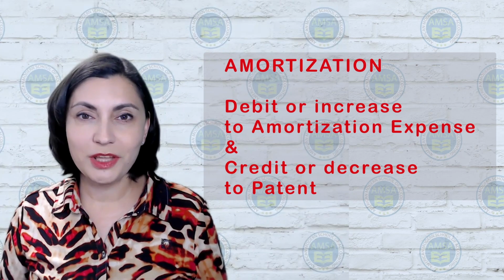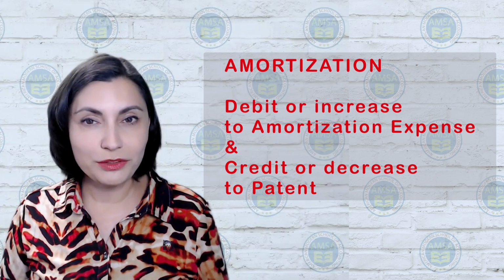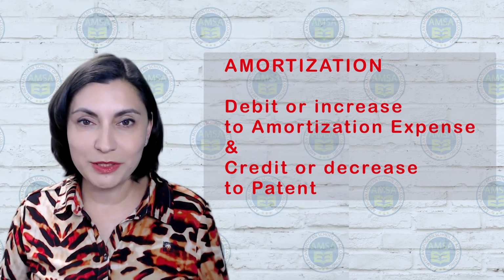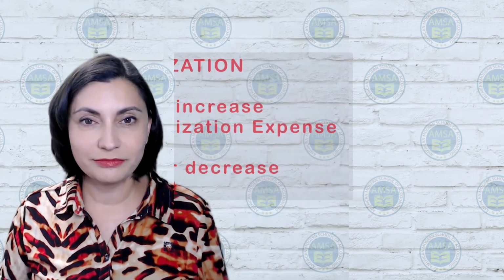If Mega purchased a patent, the amortization would be recorded as a debit or increase to the amortization expense account, and a credit or decrease to the patent account. Note that the company may credit amortization of patents directly to the patents account, which is most common, or to an accumulated amortization account.